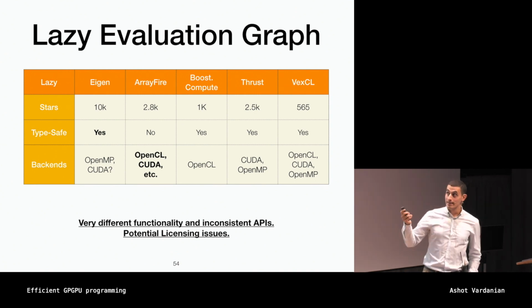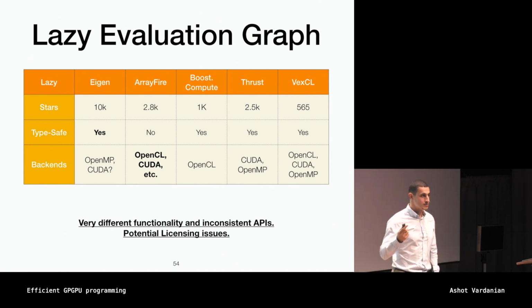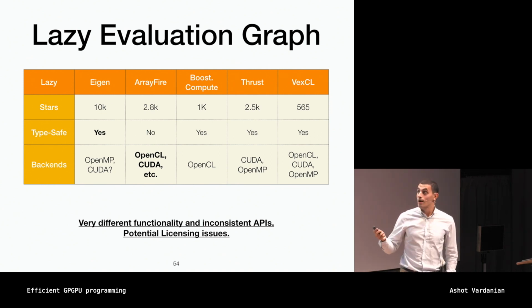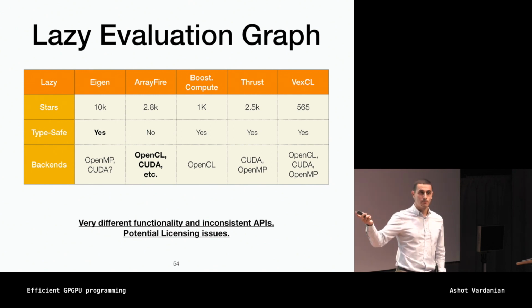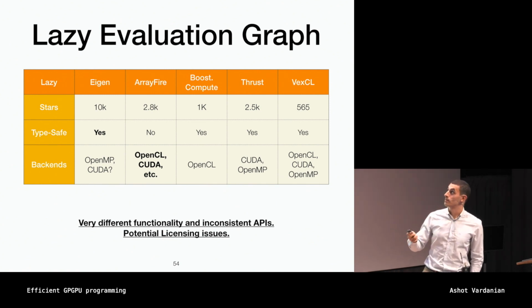So Eigen is not strictly speaking a GPGPU solution. They were originally designed for CPU execution. They were accelerated with OpenMP, a very common standard. They have experimental support for CUDA, and some people are trying to port it to OpenCL, though the progress is very minimal. Arrayfire is an actual GPGPU solution.